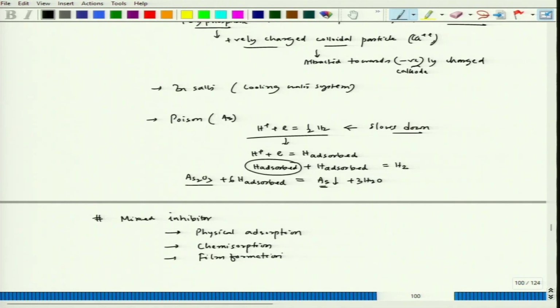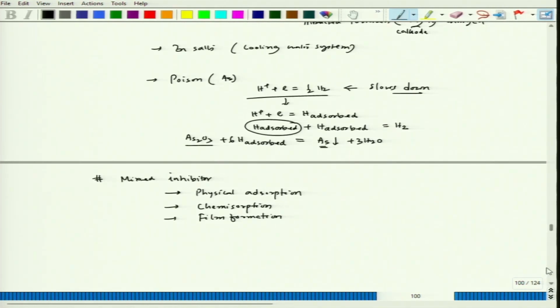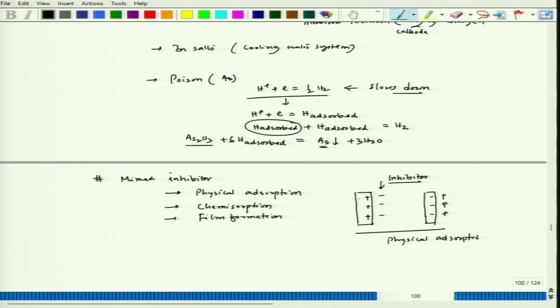Okay. So, for example, if we talk about physical adsorption, we can have a positively charged surface and negatively charged inhibitors can get attracted to it, or vice versa. If the surface is negatively charged, then positively charged inhibitors can get attracted, and that will prevent the cathodic or anodic processes. Now, these are examples of physical adsorption. So, those inhibitors get adsorbed on the surface.